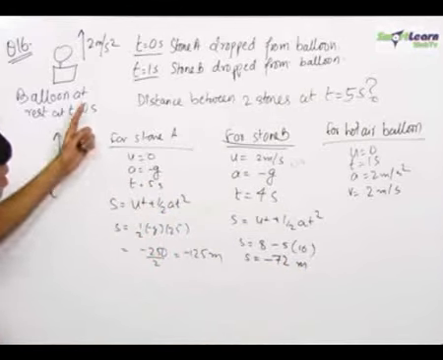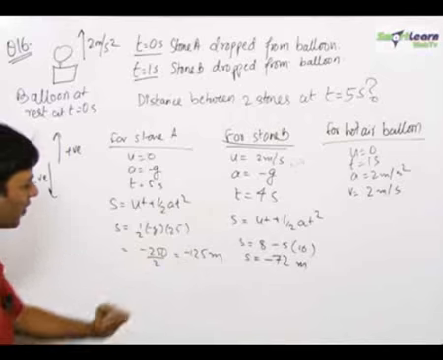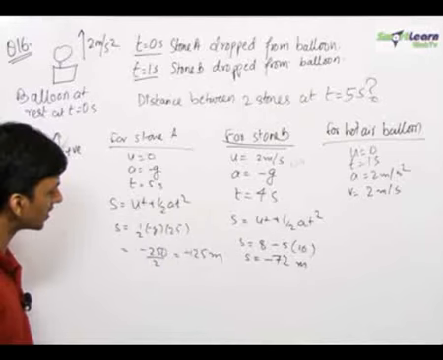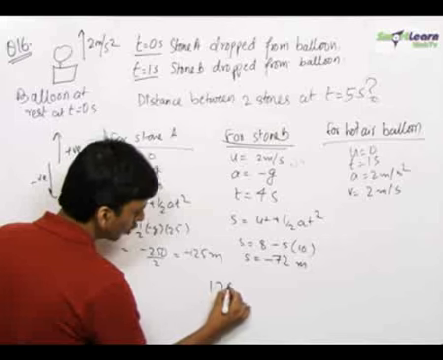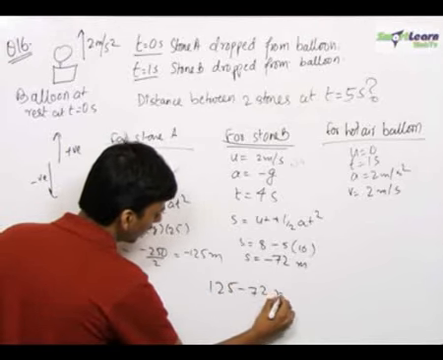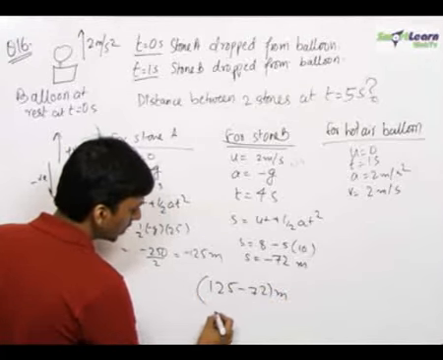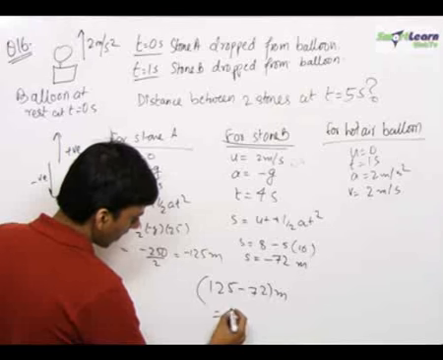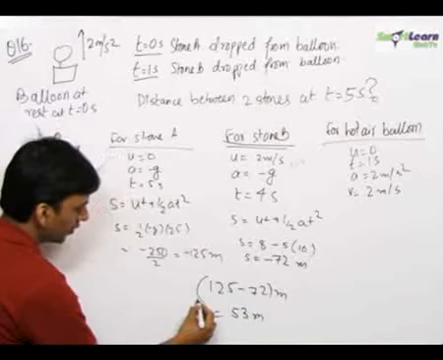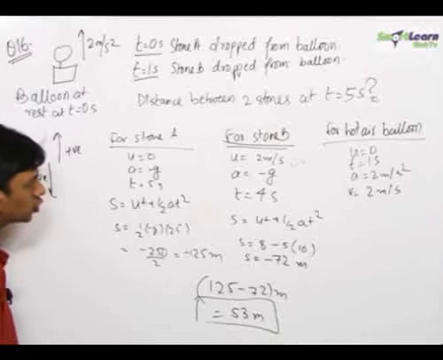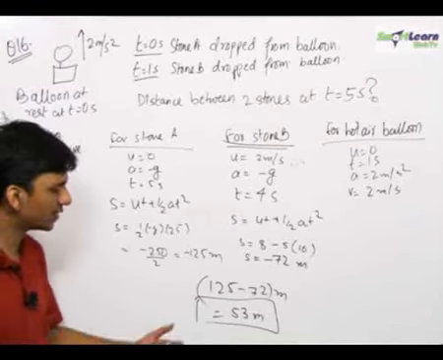So the displacement of the first stone is minus 125 meters, whereas the displacement of the second stone is 72 meters. So the distance between the two stones comes out to be 125 minus 72 meters, that is equal to 53 meters. So the final answer for the distance between the two stones after t is equal to 5 seconds is 53 meters.